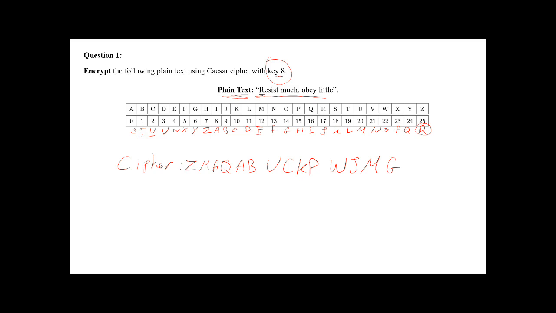Now little, our last word. We search for L. We replace it with T. We search for I, and we replace it with Q. We search for T, and we replace it with B. And we search for L again, and we replace it with T. And finally we replace E with M.